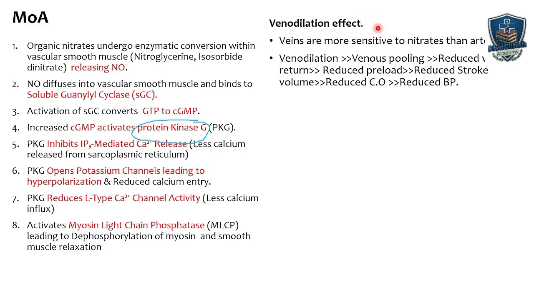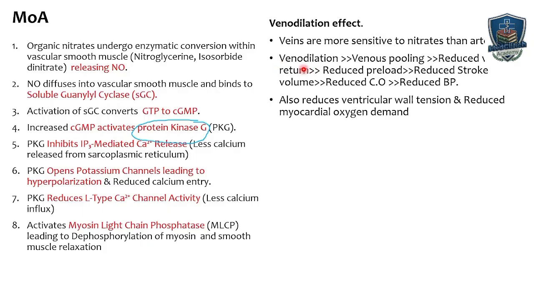That's something that we have to remember. Now, apart from this, it also reduces the ventricular wall tension and reduces myocardial oxygen demand. That was very good when it comes to angina. Then, this is the major anti-anginal mechanism. So that's why these drugs are very good for angina, the likes of nitroglycerin.